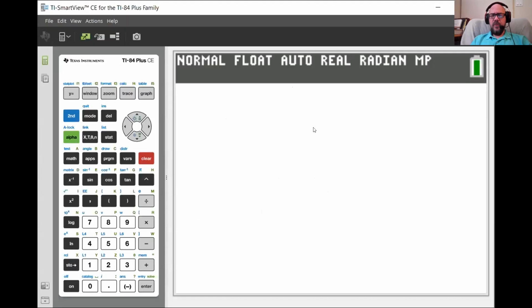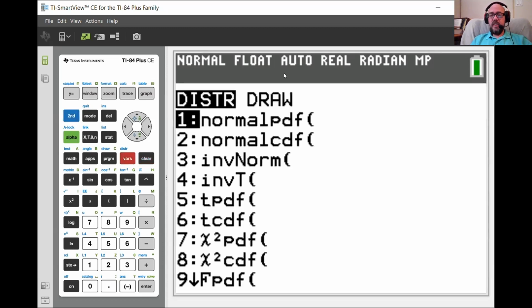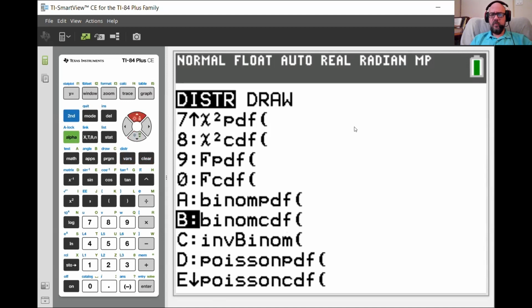All right, so here's my calculator. And I want to do a binomial random variable. And so I'm going to show you where they're at. You can find them in distributions, which is the second function of the vars or variables button. All right, so if I go second vars, that brings me to the distributions menu. We will use a good chunk of these in this course, but binomial is the one I want right now. So I've got binomial PDF and binomial CDF. PDF stands for probability density function. It is what you will use if you want to know the probability of getting a certain number of successes.